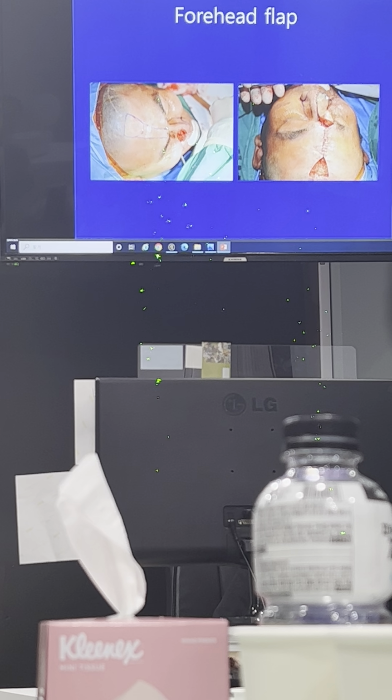After 3 weeks, we can cut here and return it to normal. And the hair, maybe we can remove it with laser. Lasers.